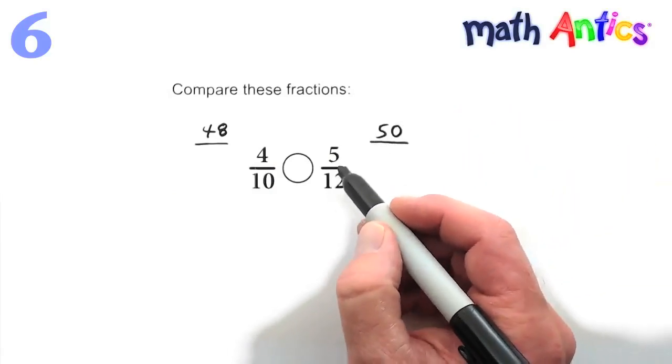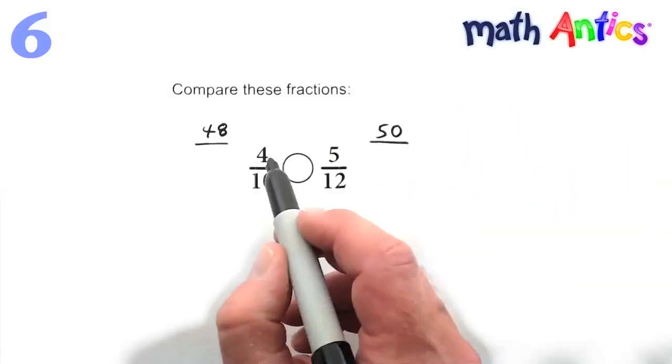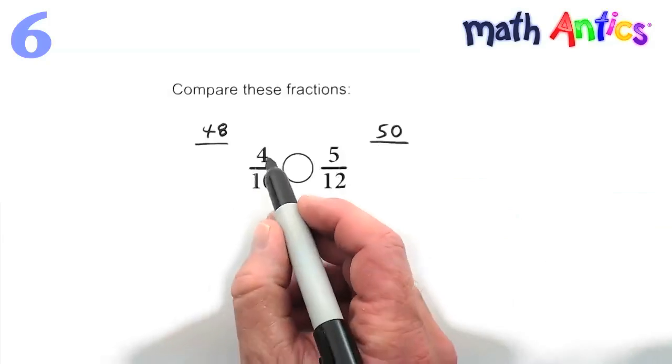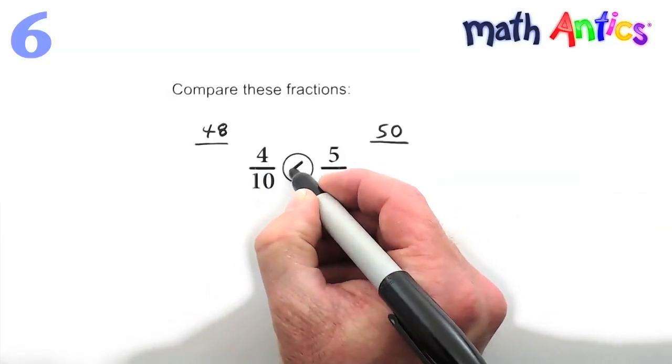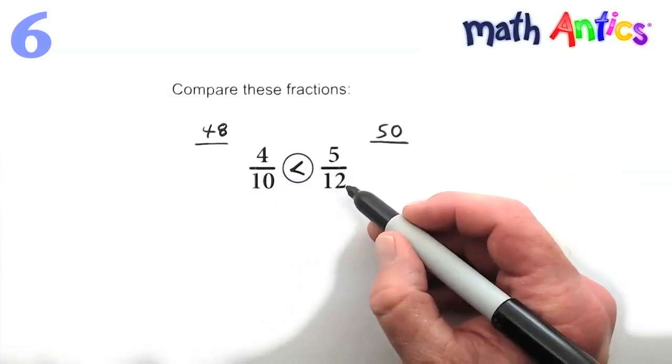So we can see that this fraction here is larger because 50 is larger than 48. That means this one is smaller or less than. 4 over 10 is less than 5 over 12.